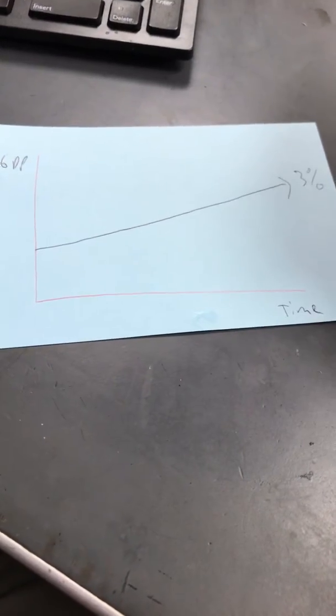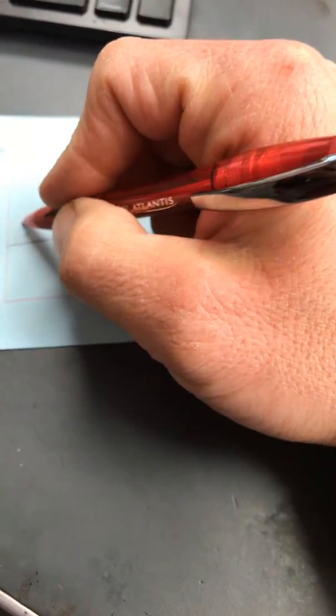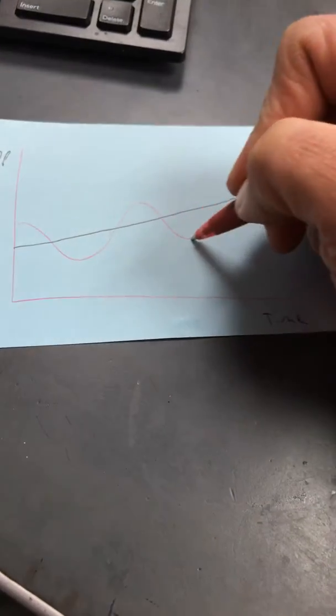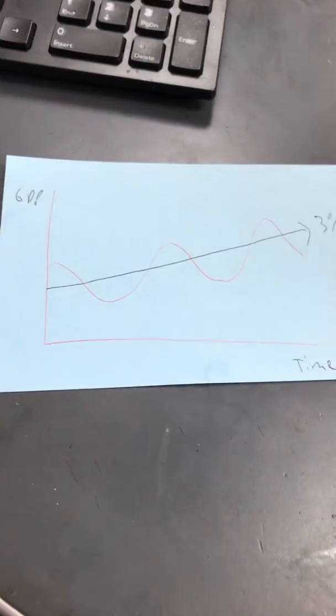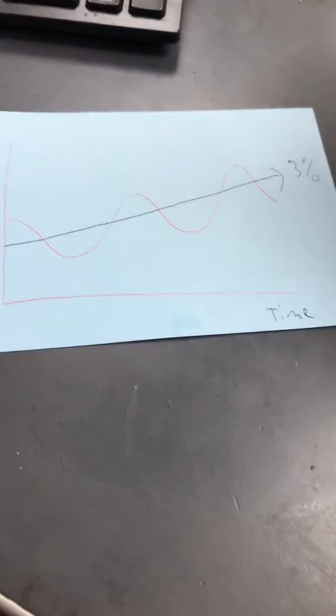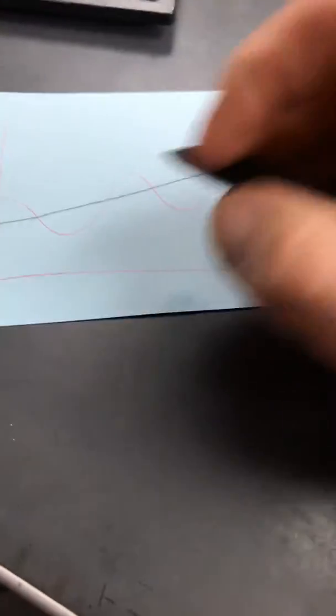But here's the deal: it doesn't grow like that all the time. It goes up and down, up, down, up, down. If it grew evenly, it would follow that trend line, but it doesn't. So within that, there are 4 points that we need to talk about.